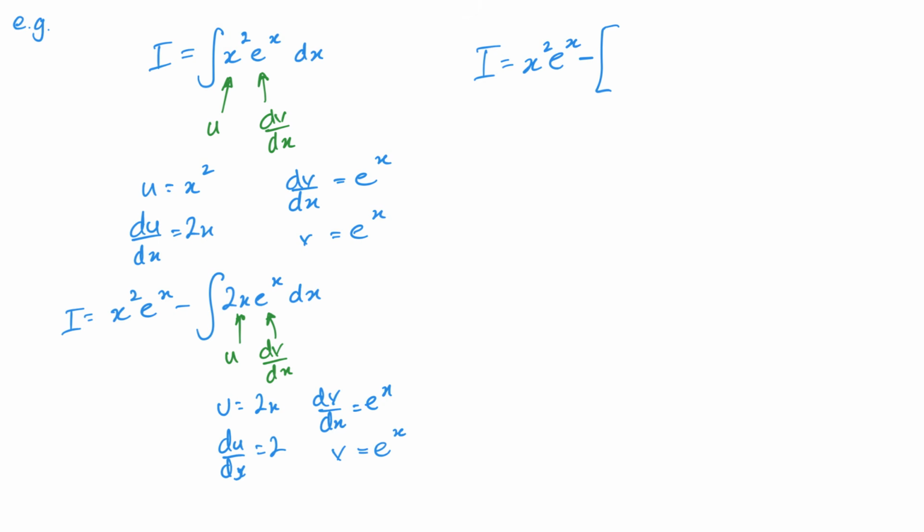So now we've got u times v, which is our new u times our new v. So that's going to give me 2x e to the x minus the integral of v times du by dx. So that's going to be 2e to the x dx. Now, I'll put that in another bracket just so that then we can deal with the signs and sort it out. So if we look here now, we've got x squared e to the x minus 2x e to the x and then plus 2e to the x dx.